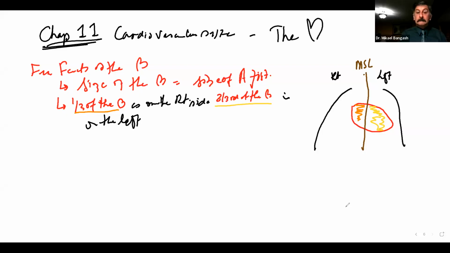Mainly because we go with a mid-sagittal line. What's on the right side of that is going to be 1/3 of your heart. What's on the left side of that is going to be the 2/3 of the heart. So the heart is more tilted towards the left side than the right side. Did you guys get that? Yes.